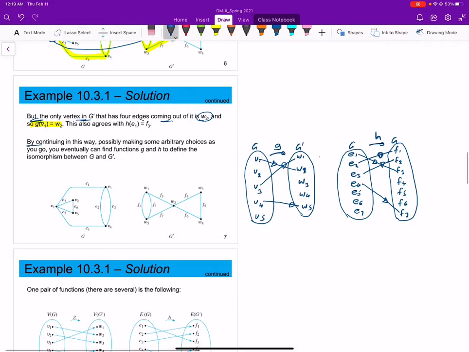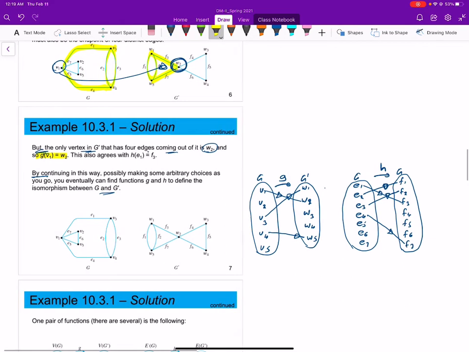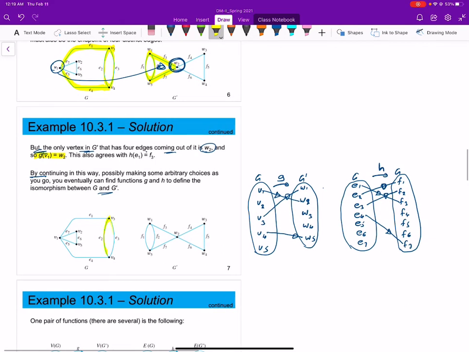By counting in this way, possibly making some arbitrary choices as you go, you eventually can find functions g and h to define the isomorphism between G and G prime. So already you match this part and that part with this part and that part.